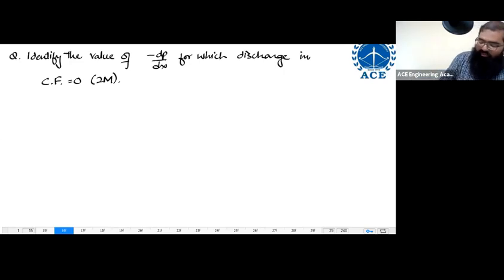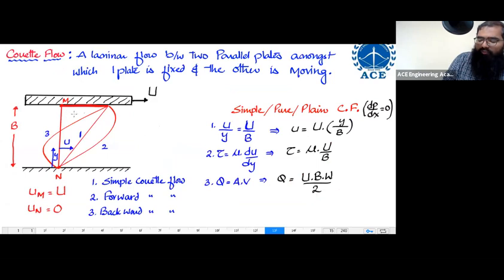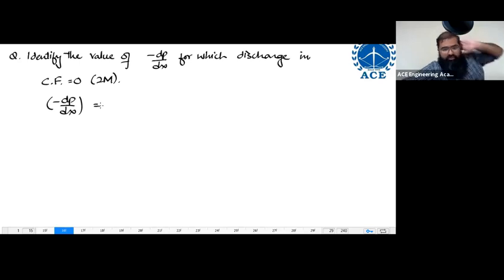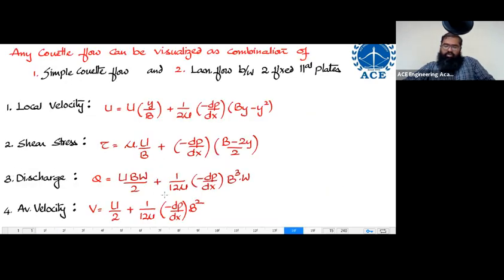You see, discharge should be 0, what does that mean? Discharge should be 0 means some portion of flow is forward and some portion is backward, which belongs to the third case. Then only the discharge is going to become 0. Identify the value and give me the answer straight away. What is the value of minus dp by dx? You know where to get the answer from. Use this formula, the third formula over here.